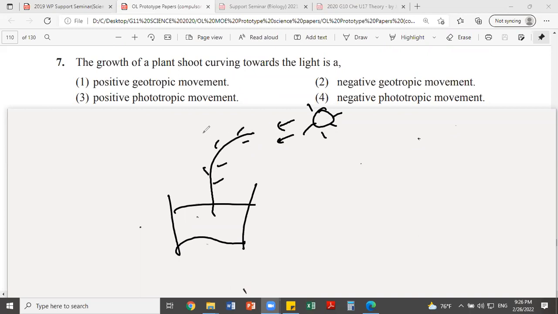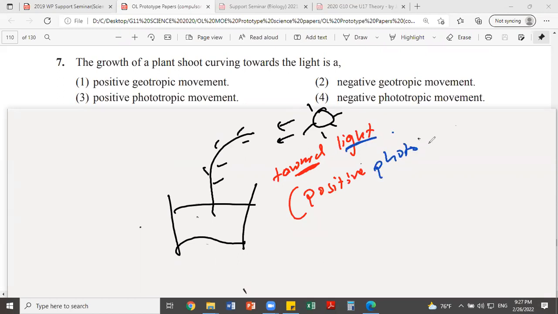What is this called? Towards means positive. Towards light means if it is away it's negative, if it is towards it's positive. Since the stimulus is light, we call it photo. Towards light, photo. With the bending there's a growth. Towards means positive, and light is photo.